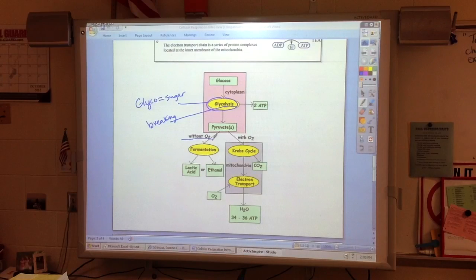The transfer of electrons from sugar to a form of energy.